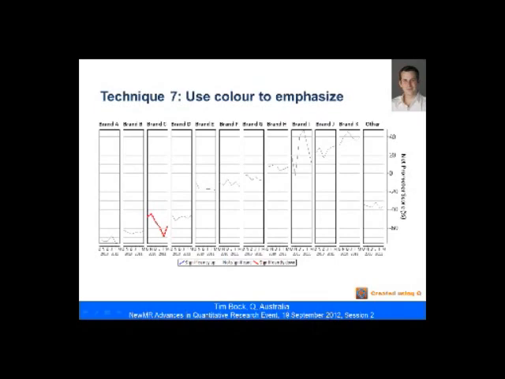Technique number 7 is to bring colour back into play. But the way we bring it back in is to emphasize rather than as an additional series. So here I've used it to highlight the one brand which has a statistically significant movement over the course of the data. Now a chart like this is quite common to be found in academic journals.